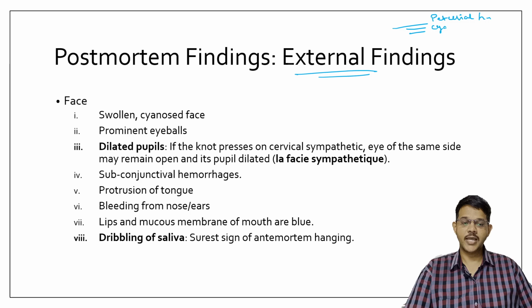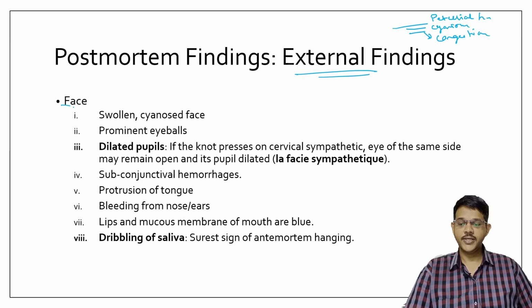Then cyanosis will also be seen, that is bluish discoloration of the skin because of decrease in oxygen. Then one more is the congestion of the organs. Congestion is because of the accumulation of blood. So these three signs will be present in any case of asphyxia.